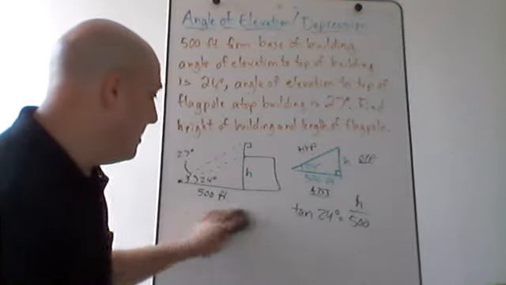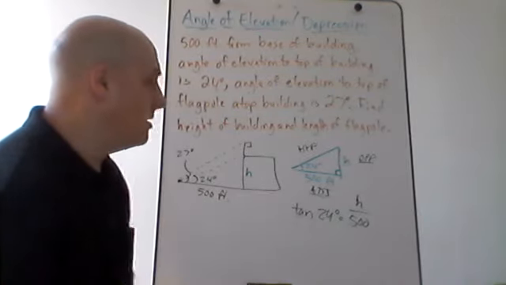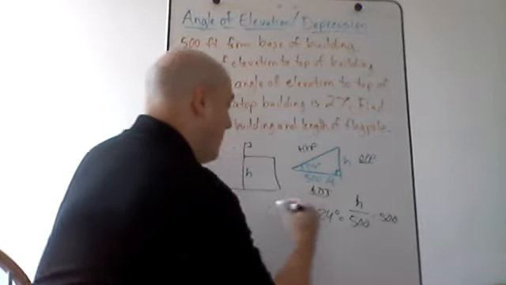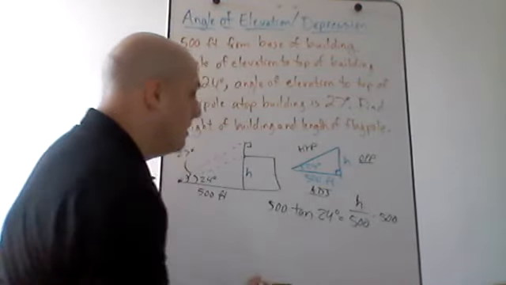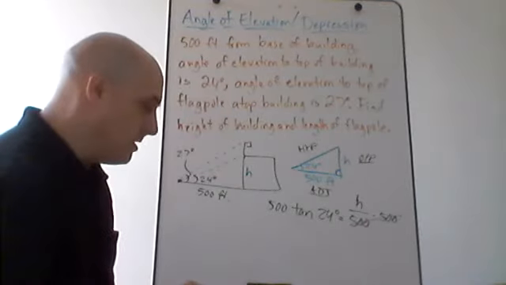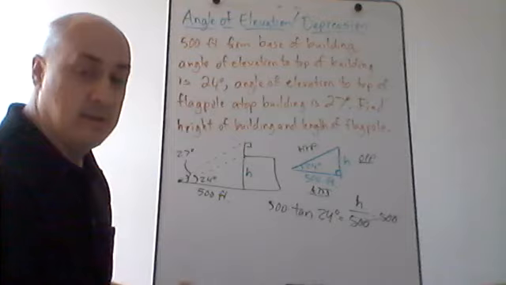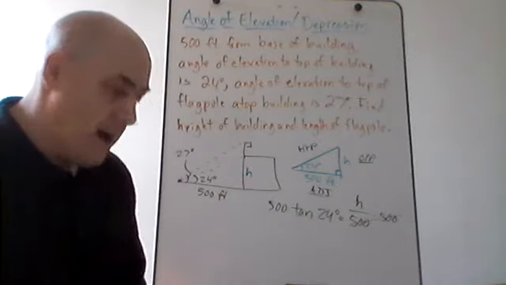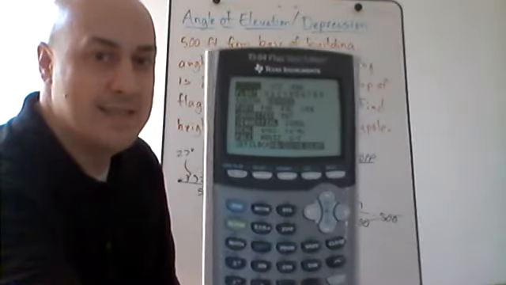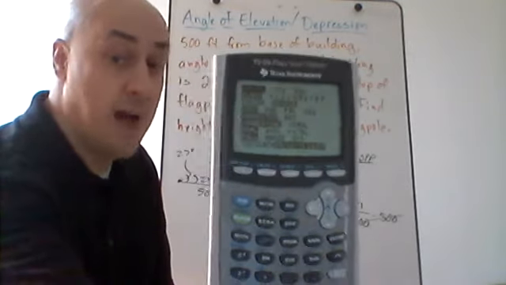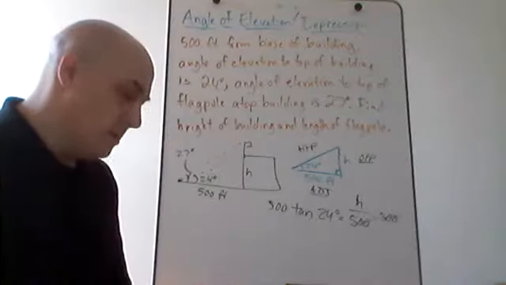So let me get this out of the way here. Tangent of 24 degrees equals H over 500. To solve for H, I have to multiply the 500 to the other side, so 500 times tangent of 24 degrees. Since 24 degrees is not one of the angles that I know from the unit circle, I need to use my calculator to solve this. Double check that your calculator is in degree mode, which is the third line down on my calculator, radian and degree. Mine is in degree mode, so I'm all set to go.